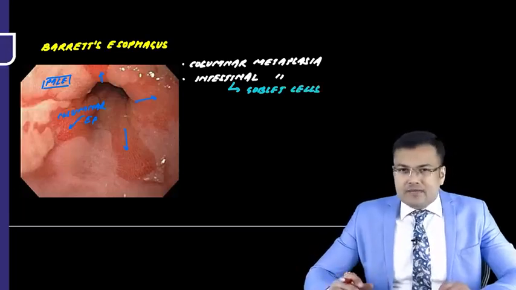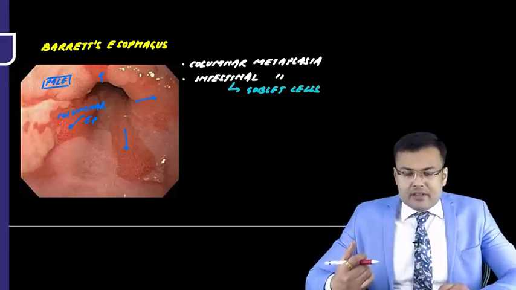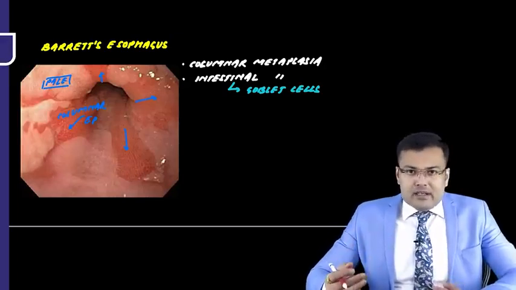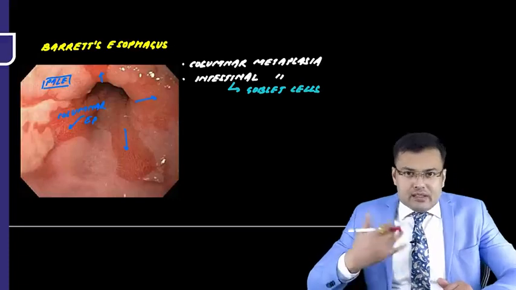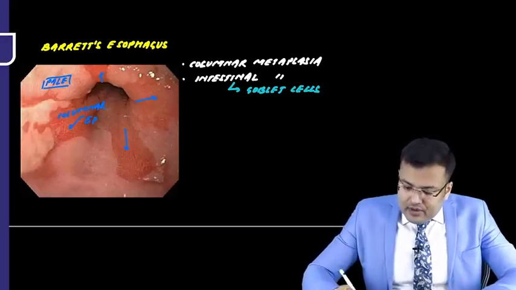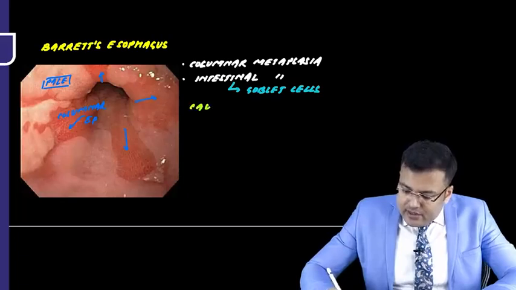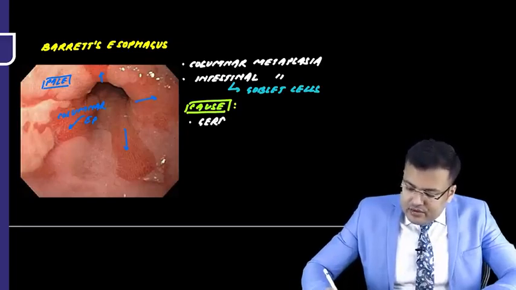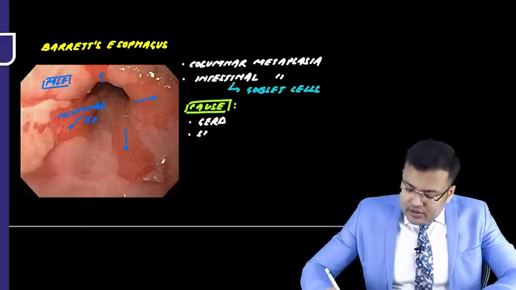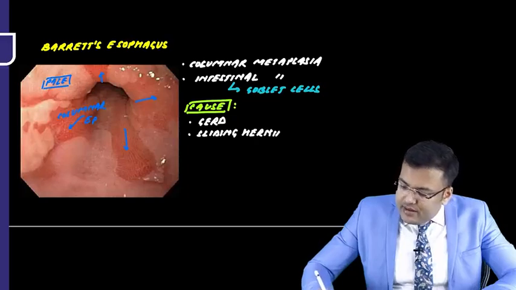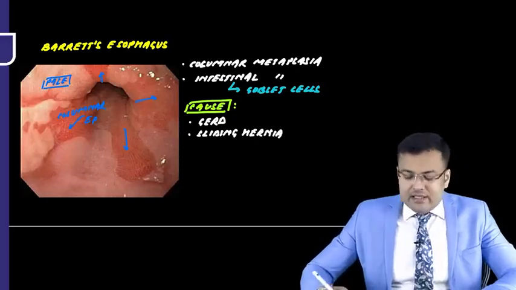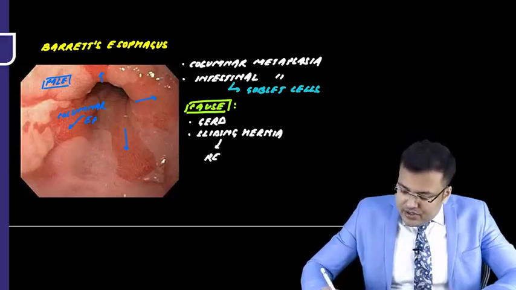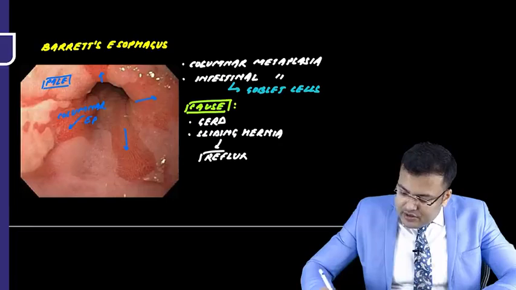We discussed the risk factor for Barrett's esophagus: chronic reflux. Chronic reflux occurs in GERD, and it occurs in sliding hernia also. So Barrett's esophagus is caused by chronic reflux because of gastroesophageal reflux disease, or because of sliding hernia. Obviously the patients will have clinical features of reflux.